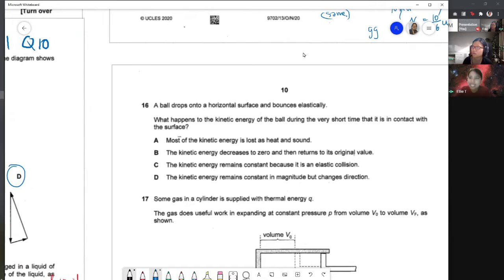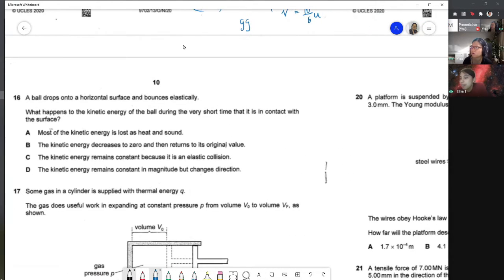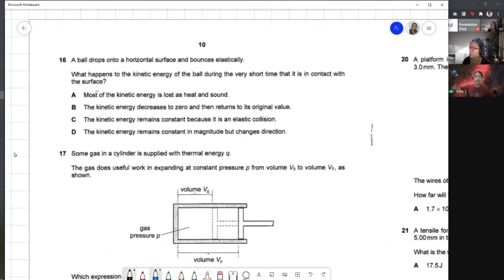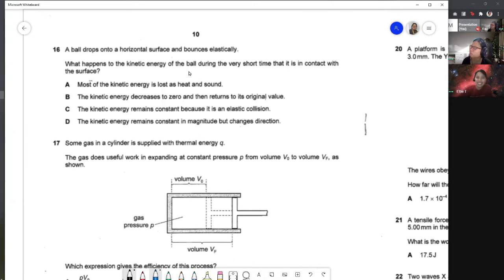Now this question 16 looks very familiar, because I think it came up before in some of the exams, sem 1 or some tests. A ball drops on the horizontal surface and bounces, but it rebounds elastically. What happens to the kinetic energy of the ball during a very short time? Elastic means the kinetic energy has no change. But doesn't it stop moving?